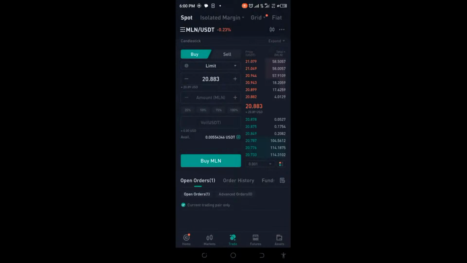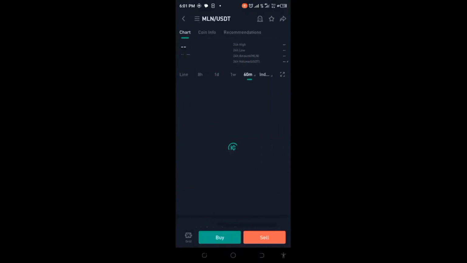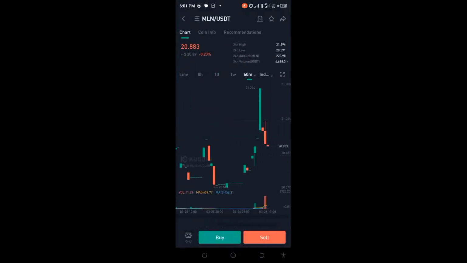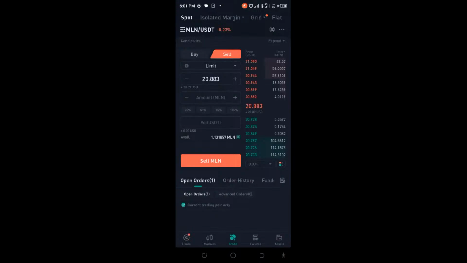Let me try and see. Oh, still the same. Still the same. Is this going to take long before it goes up high? I'm not going to place a bet on that. But what I would do is try to sell this to BTC, okay? I'll put my eyes on MLN USDT.